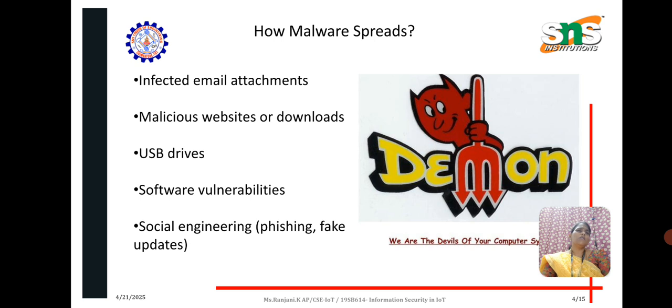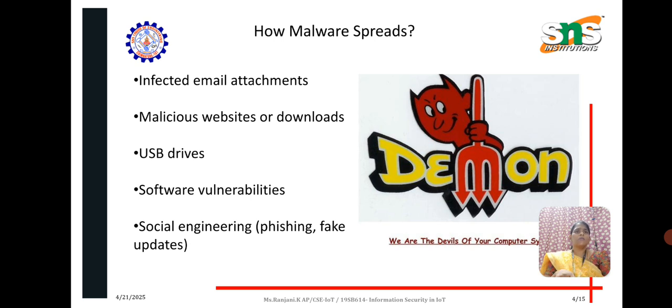Let us see how malware spreads. The first one is infected email attachments. Next is malicious websites or downloads. Next are USB drives, software vulnerabilities, and social engineering like phishing and fake updates. A phishing email is a fake message tricking the user to click. Whenever we click the message, our system gets affected.